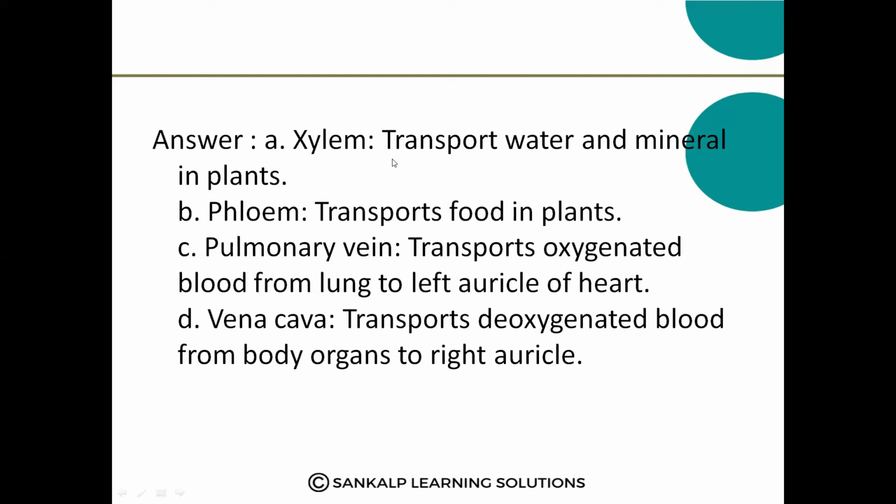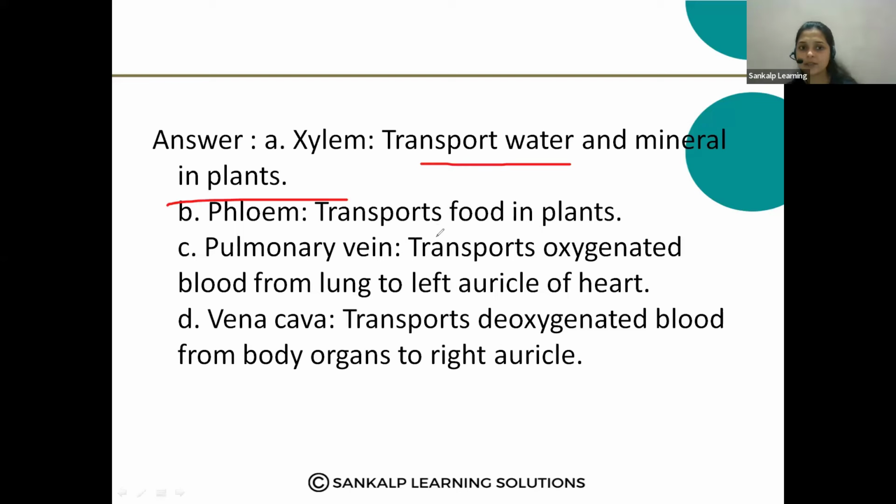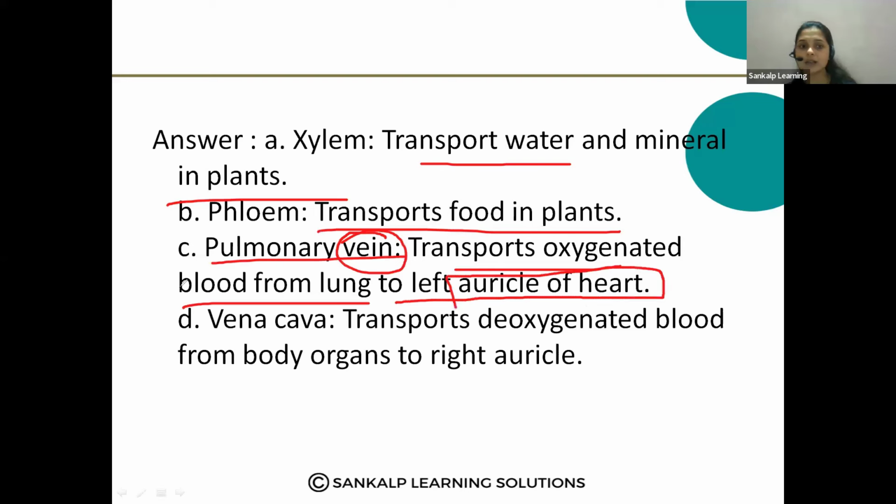So here, xylem transports the water and minerals in plants. Phloem transports the food in plants. Pulmonary veins transport the oxygenated blood. These pulmonary veins transport the oxygenated blood from the lungs to the left auricle of the heart. So they carry the oxygenated blood from the lungs.